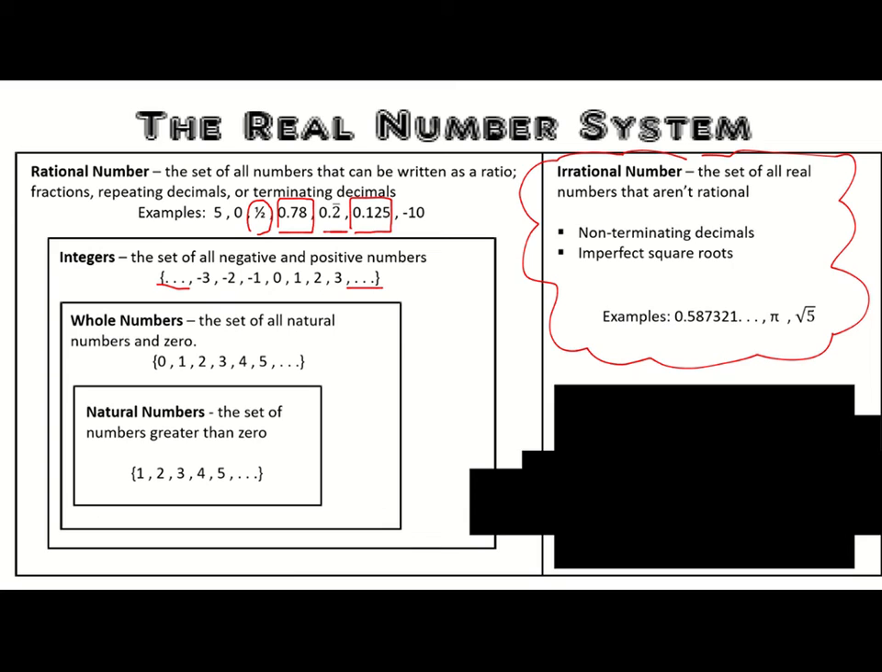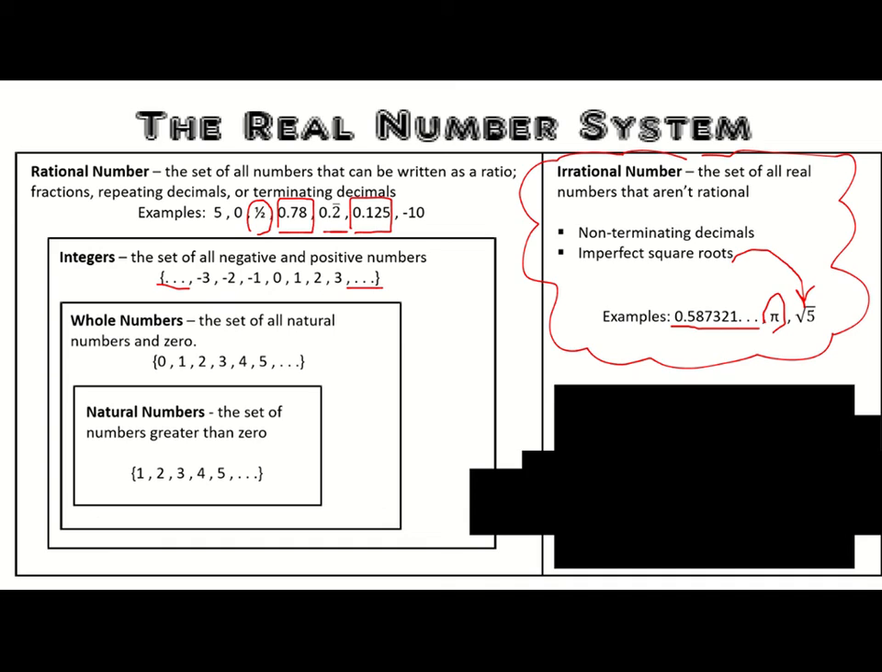So some examples of that, I have a decimal that's going to keep going. I know it keeps going here because I put a ... at the end. The most famous irrational number is pi. Pi is a never-ending decimal. And then we also have imperfect square roots, such as the square root of 5. 5 is not a perfect square, so the square root of that would be a decimal that goes on forever and ever. Those are all examples of irrational numbers.